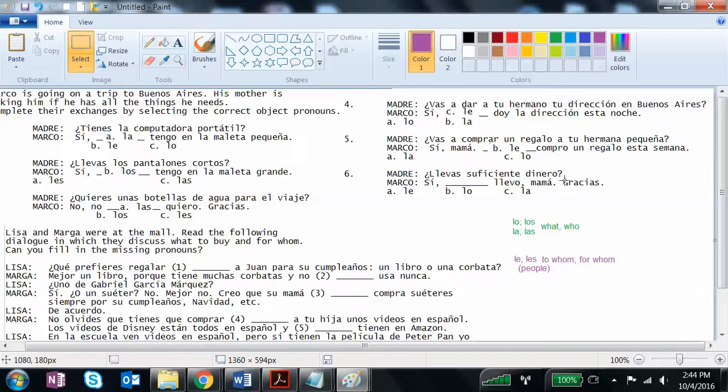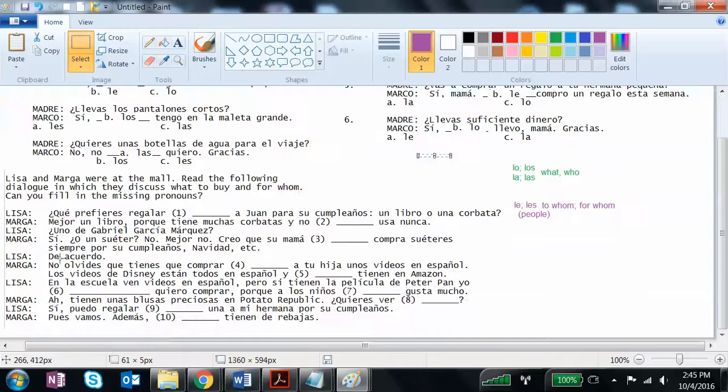¿Llevas suficiente dinero? Are you taking enough money? Yes, I'm taking it, Mom. So the subject is you. Taking is the verb. What are you taking? Money. That's your direct object. There's no indirect. You're not taking the money to your brother. You're just taking the money. So it would be a direct object. It's got to agree with dinero, and so it would be lo.